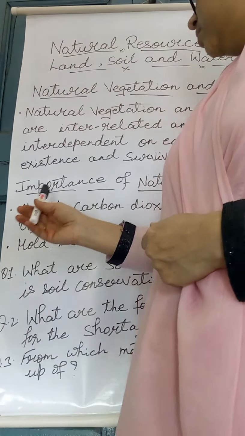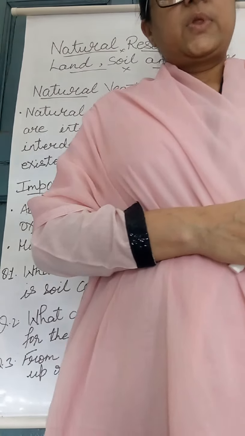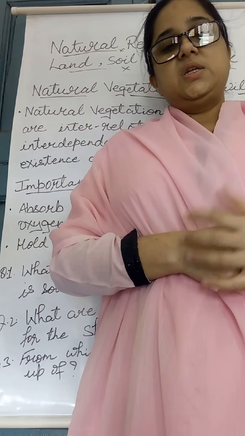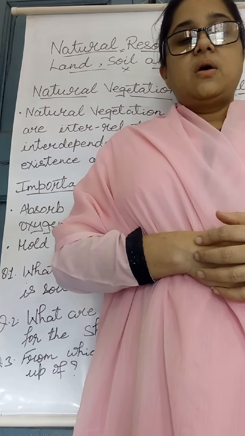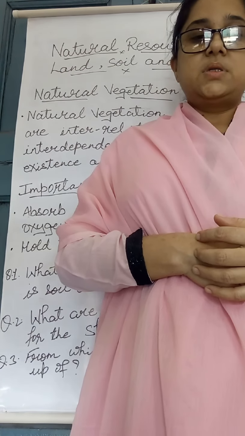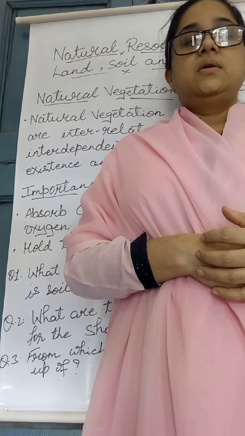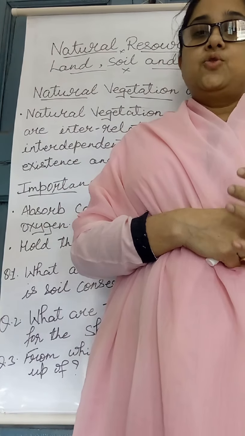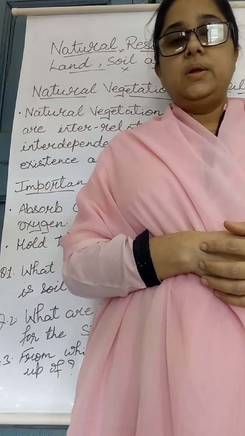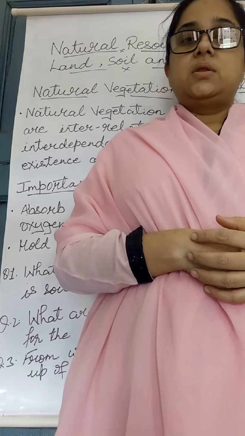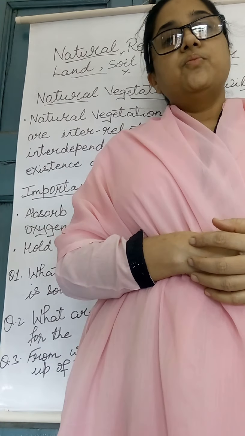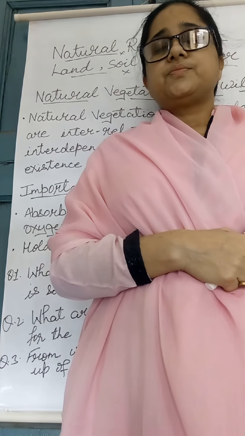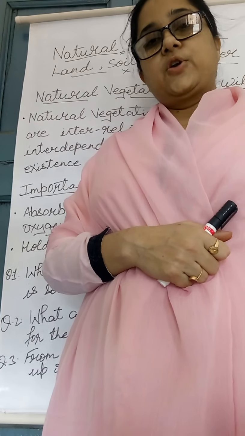Now, what is the importance of natural vegetation? Natural vegetation provides us with many things. It provides a home to many animals and birds. It absorbs carbon dioxide and releases oxygen. It does not allow wind and sand to blow or wash the soil, and holds the water in the subsoil. It increases moisture in the air. It provides timber and other essential products from the forest.